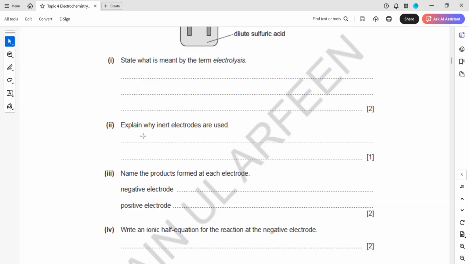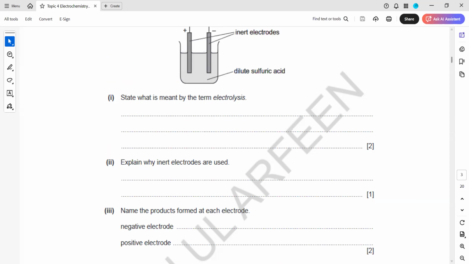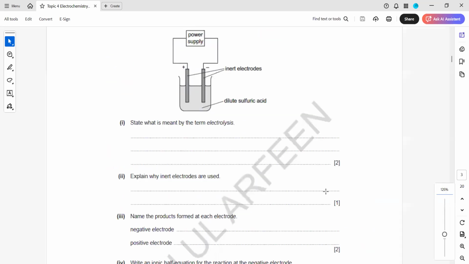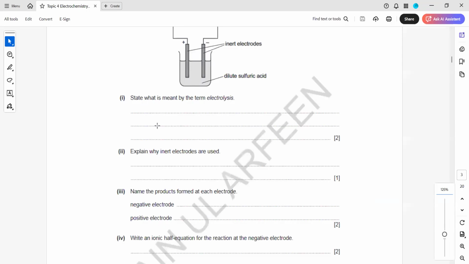The next is: name the product formed at each electrode. Let's say we have sulfuric acid. The sulfuric acid contains hydrogen ions, sulfate ions, and hydroxide ions. So which positive ion will move? Hydrogen is common, so it will move towards the cathode. And sulfate, nitrate, and carbonate never move, so the hydroxide ion will move there.